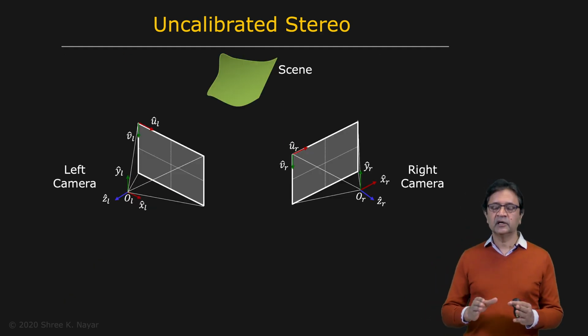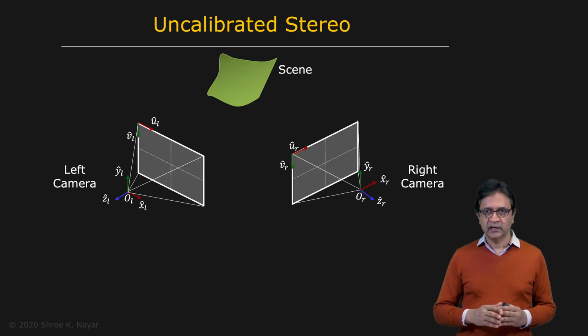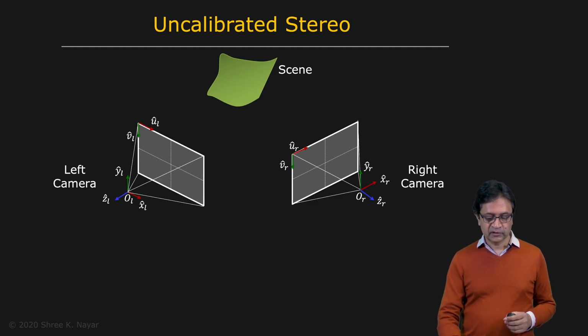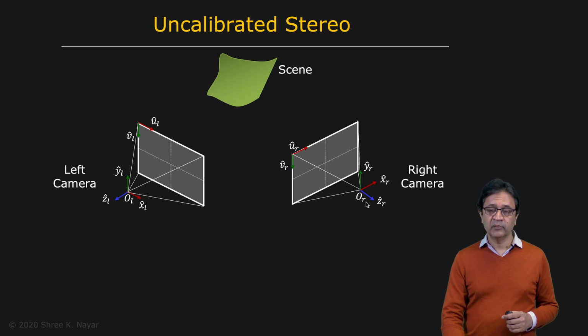So now let's take a look at the main steps involved in uncalibrated stereo. Here is our scenario. We have a three-dimensional scene and we have our two cameras. For convenience, we'll just call them our left camera and our right camera. The left camera has a three-dimensional coordinate frame which is situated right here at OL. Right camera has its own frame at OR. Remember, we don't know the relationship between OL and OR.